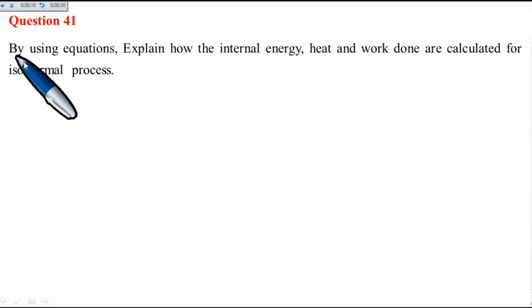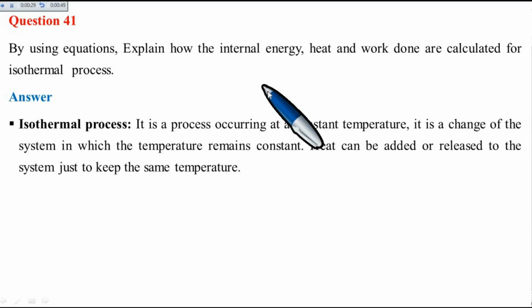Question 41 is saying: by using equations, explain how internal energy, heat, and work done are calculated for an isothermal process. Let's go quickly to the answer. So we need to explain how the internal energy, heat, and work done are calculated for an isothermal process. Let's start with what an isothermal process is.